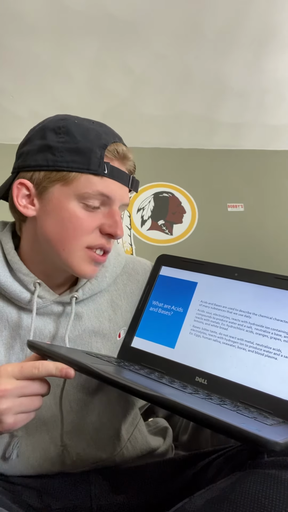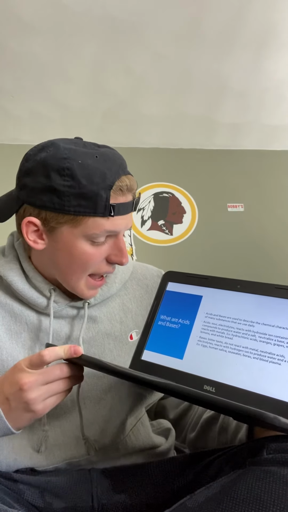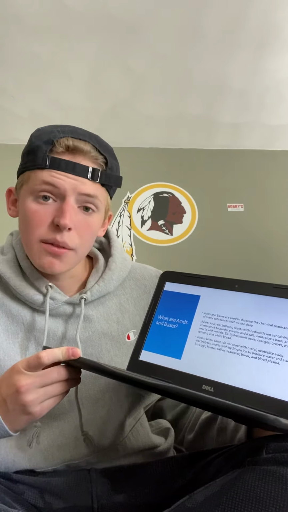They use a hydrogen ion to produce water and salt. And some examples of these are eggs, human saliva, seawater, borax, and blood plasma. Okay, there you go.